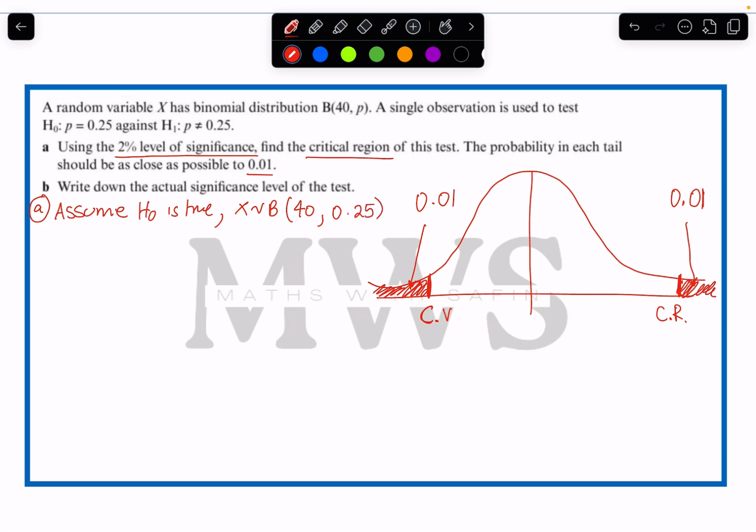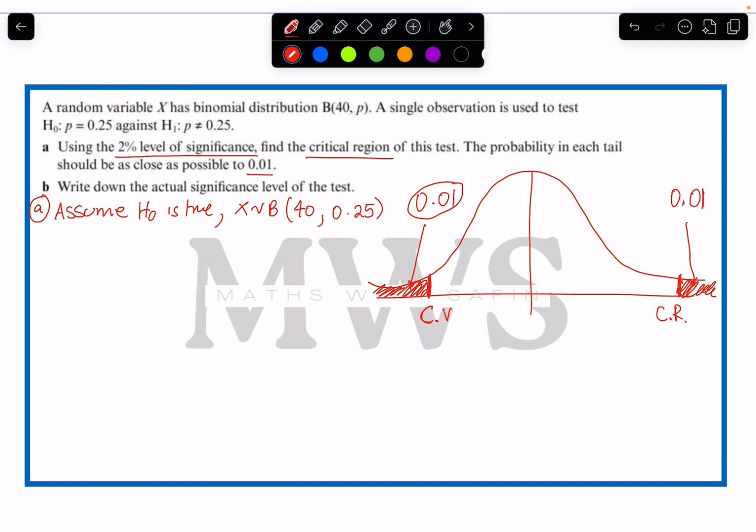So by doing this, we need to test and trial to find the critical region for the bottom part, where we get the probability as close as possible. Remember in the one-tail test, we said we need to find the first value that goes below 0.05. But when it's a two-tail test, we don't care about finding the first value that is less than that, but we care about finding the value that is close to 0.01, which is also 1%.